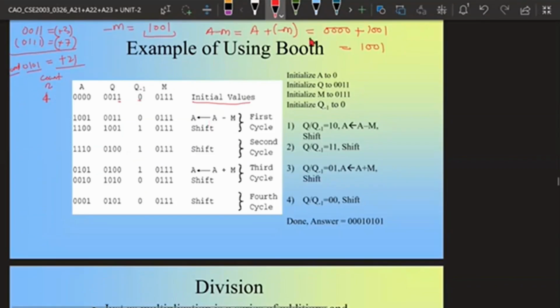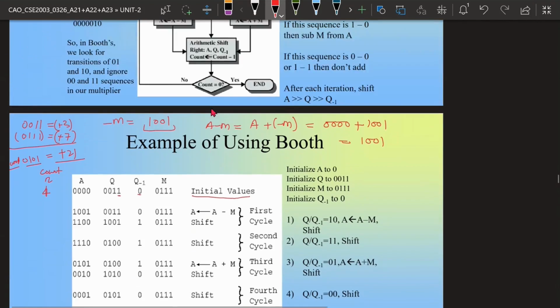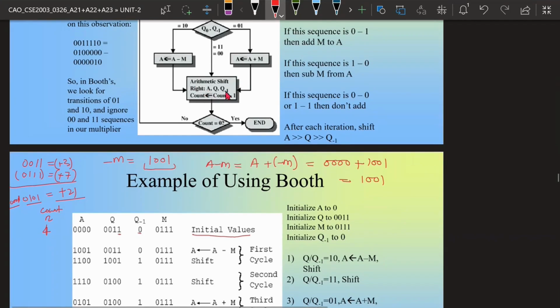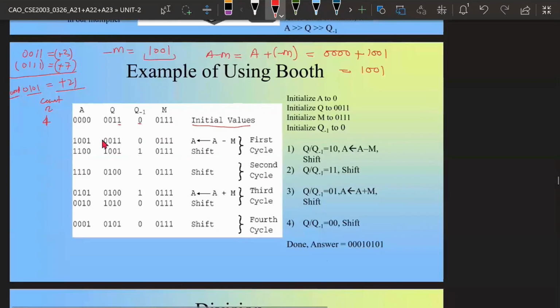So once it does A minus M, it will be storing the result into the value of A. So A is 1001. Then the value will be copied here. So it is going to do A minus M. After doing A minus M, it should go to the next stage, that is arithmetic shift right. A, Q and Q minus 1 should be arithmetically shifted.